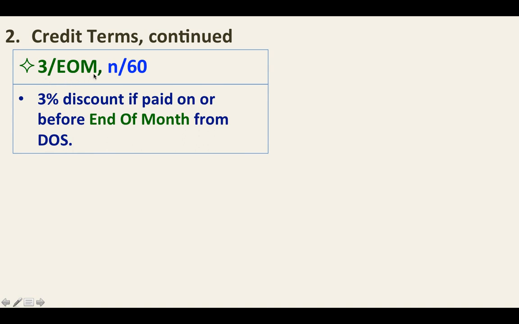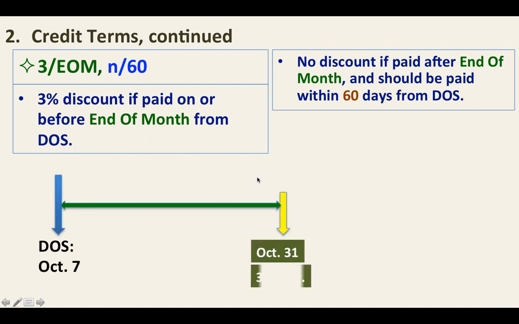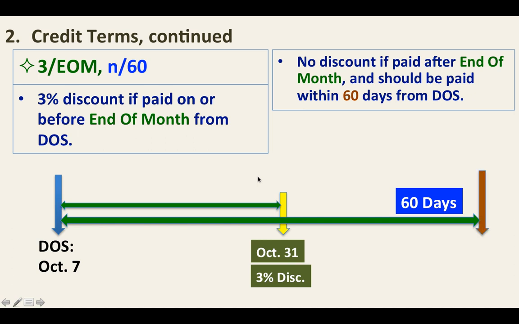Next is 3 EOM and 60. This is the percentage. EOM means end of month. Discount if paid on or before end of month from date of sale. Bakit importante na mabayaran? Normally kasi payroll, ganyan, so kailangan ng company ang cash. No discount if paid after end of month and should be paid within 60 days from date of sales. So again, ito yung illustration and we have discussed this, so no need to explain further. Okay?